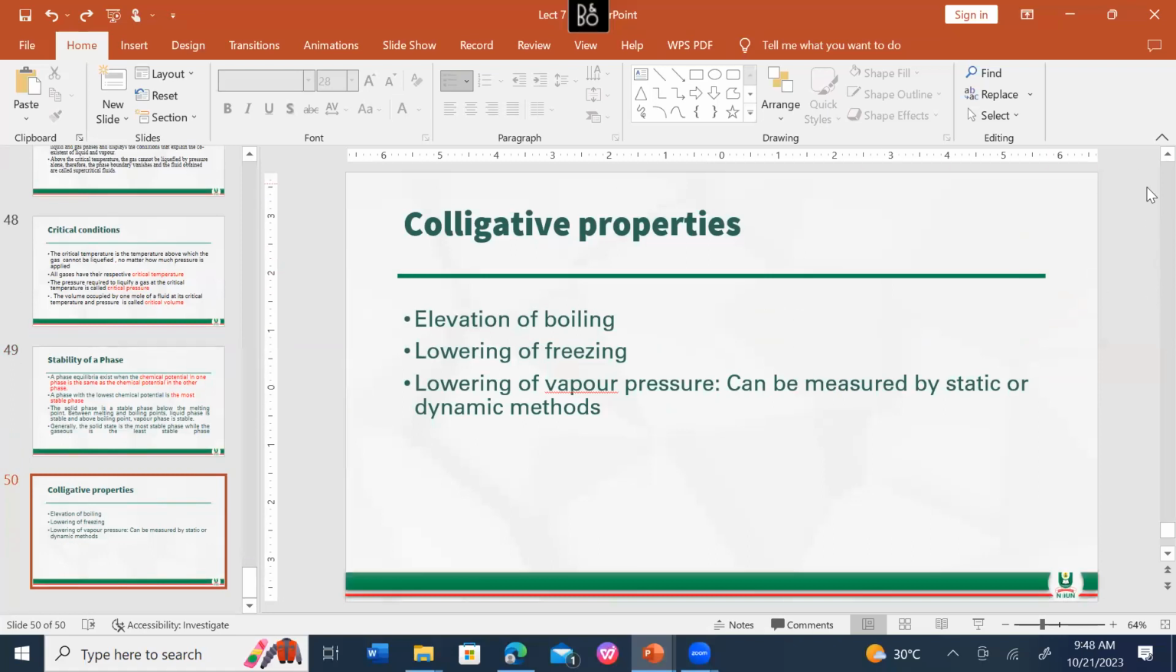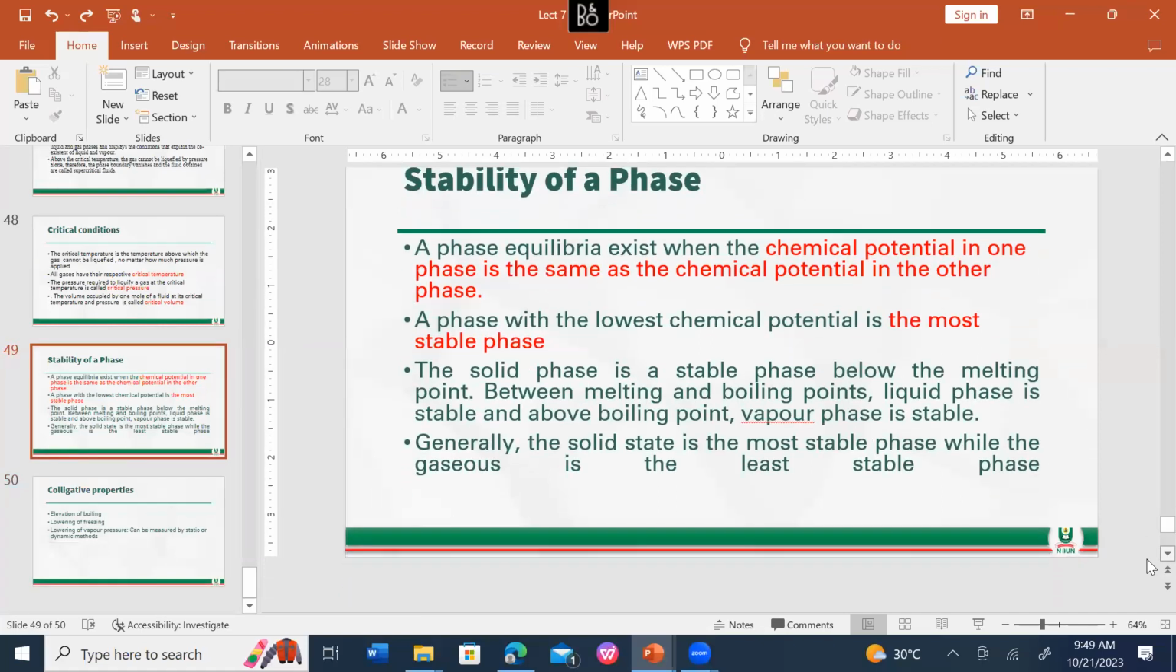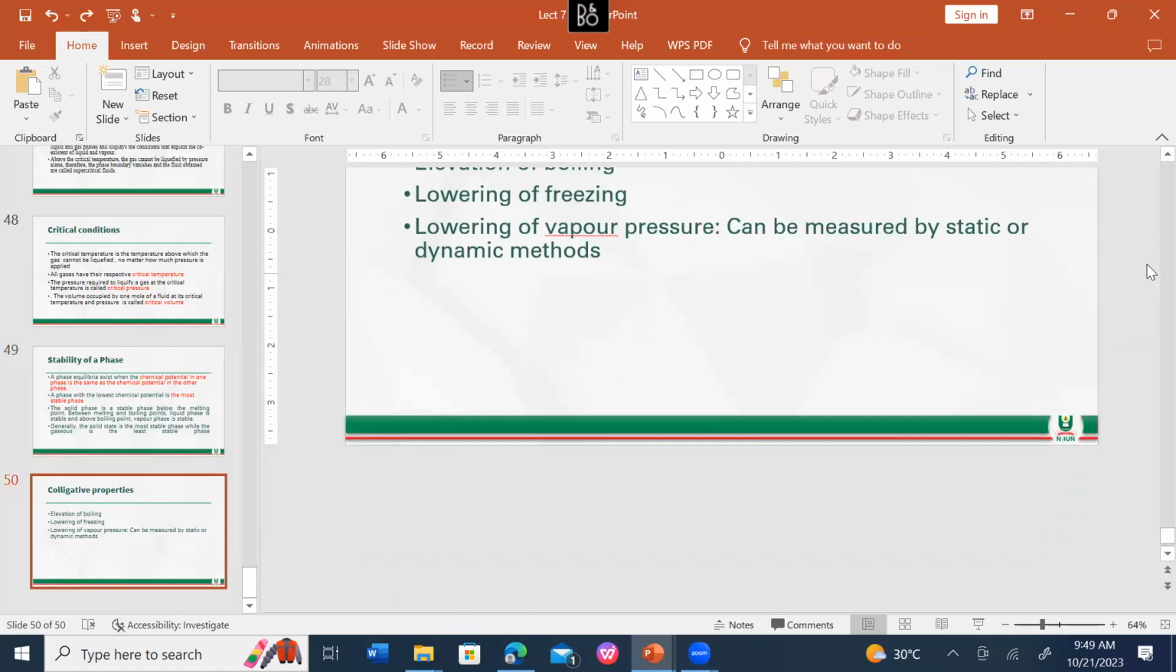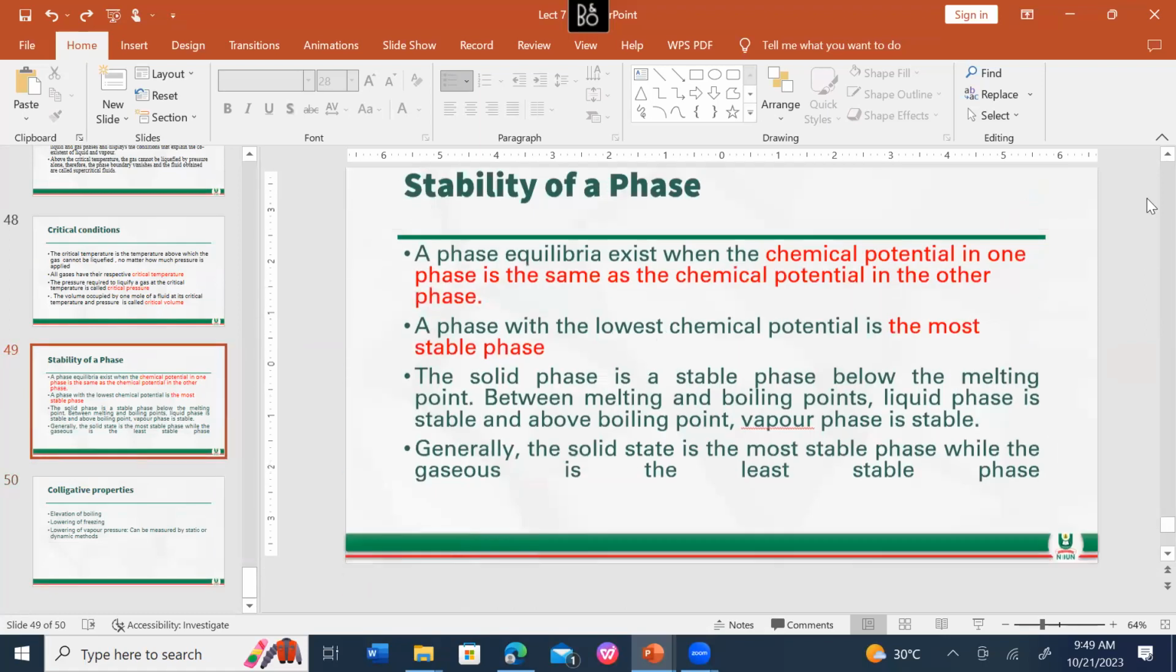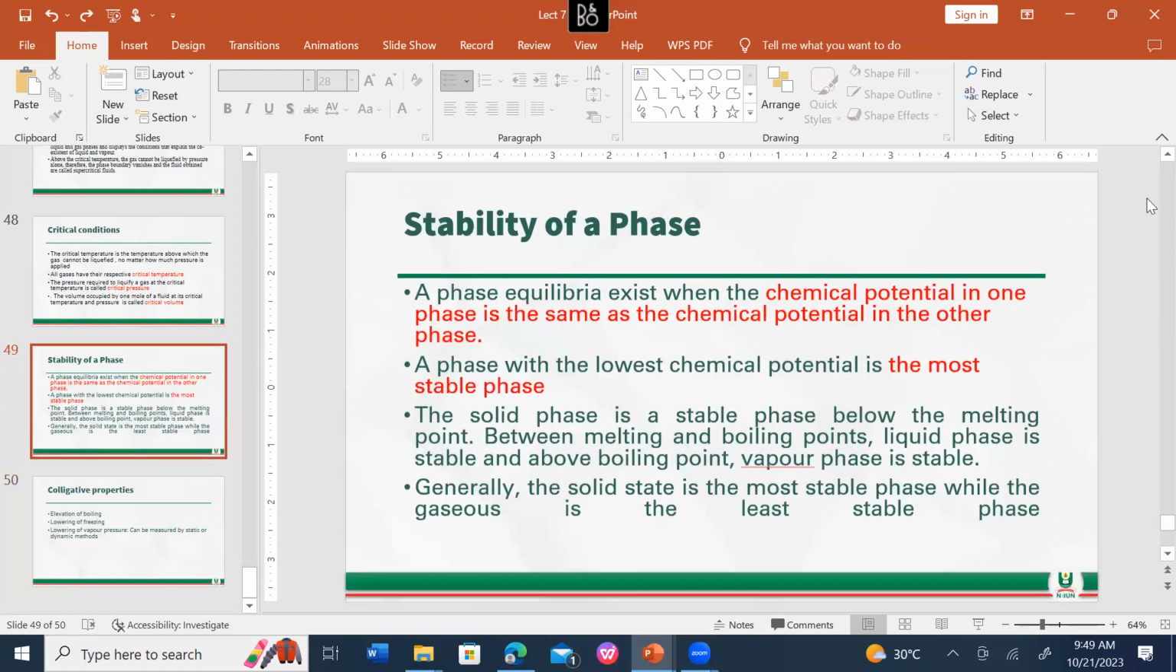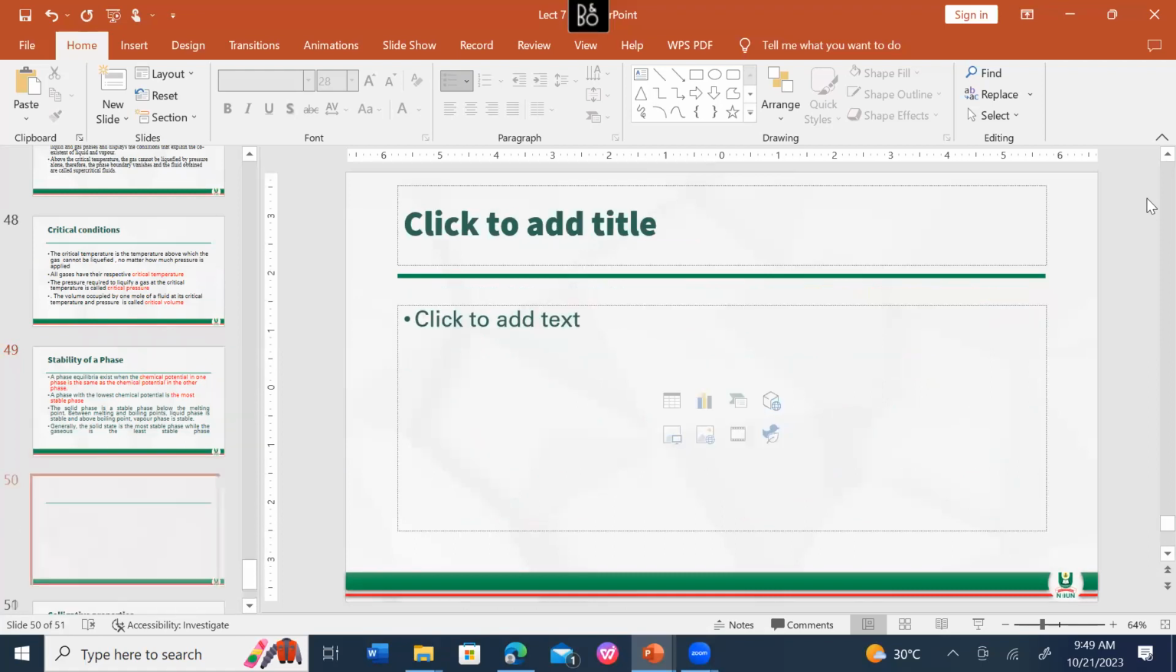So the next thing we will talk about is colligative properties, but I'll reserve this one for another class. But before then, let me take some questions here.